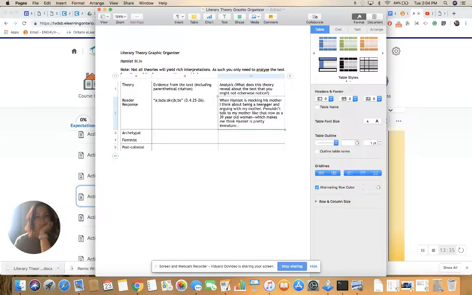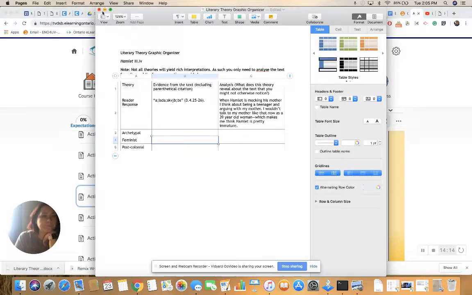Okay? Now, that's probably not the only thing I'm going to write down. I'm going to probably pick, let's say 3 examples from this passage and look at it from a reader response point of view. So I'll pick 3 examples, analyze it, then I'll move on to archetypal, pick 3 examples, analyze it, then I'll pick feminist, do 3 examples and analyze it. You can do more than 3. I just wouldn't do much fewer than 3, because if you do fewer than 3 examples for each of the theories, you're not really doing a good job analyzing it from that particular perspective.